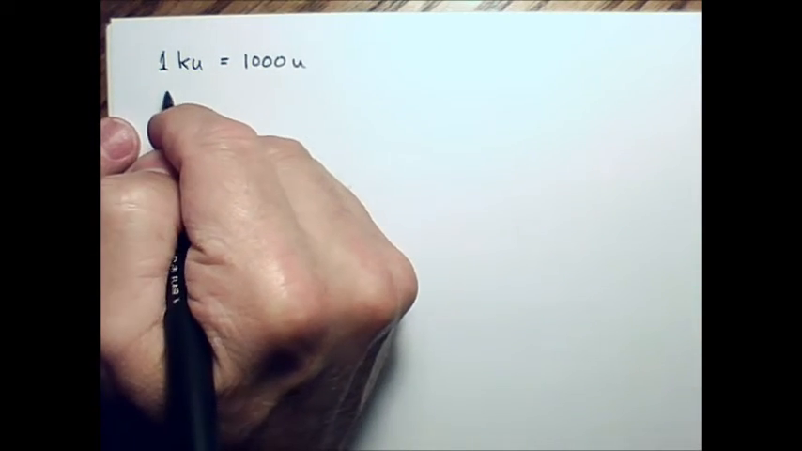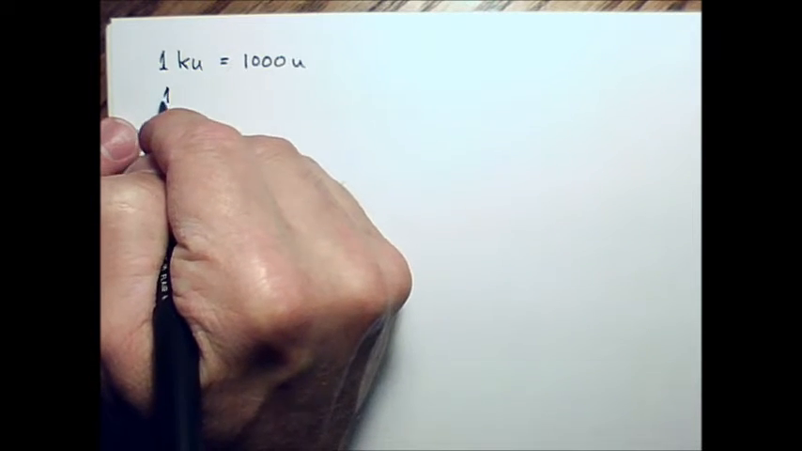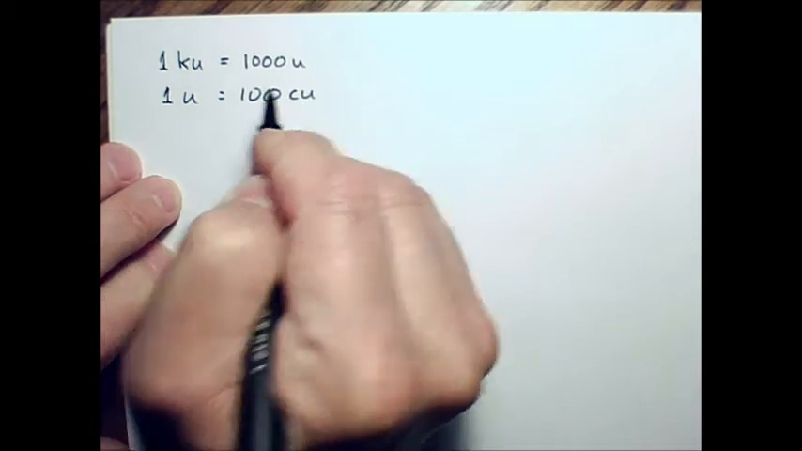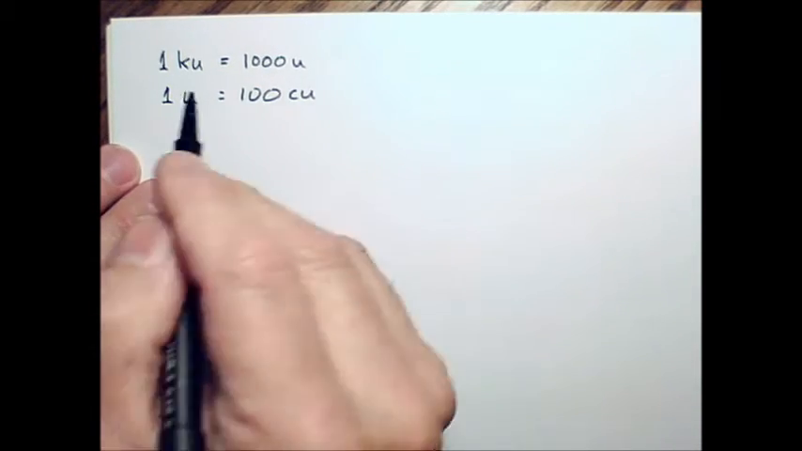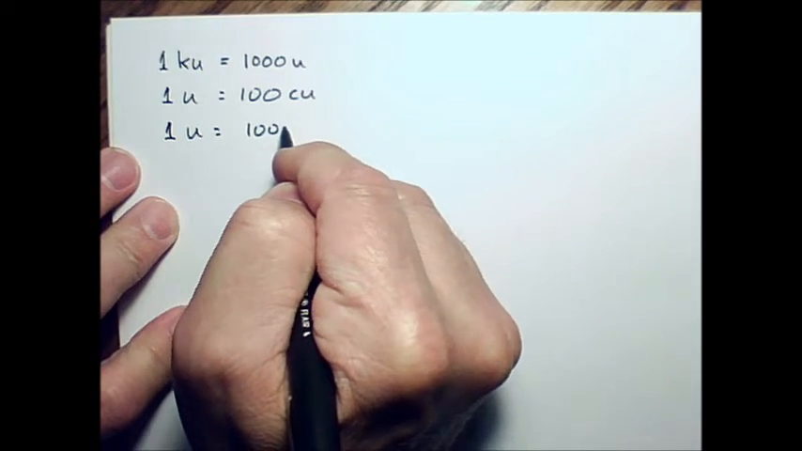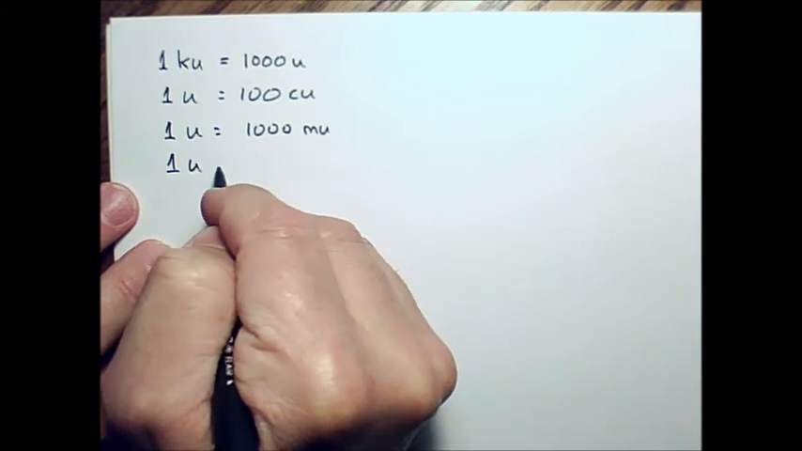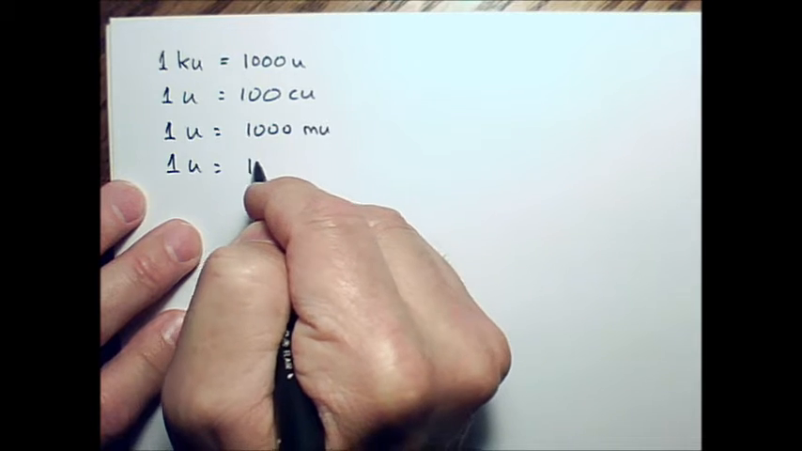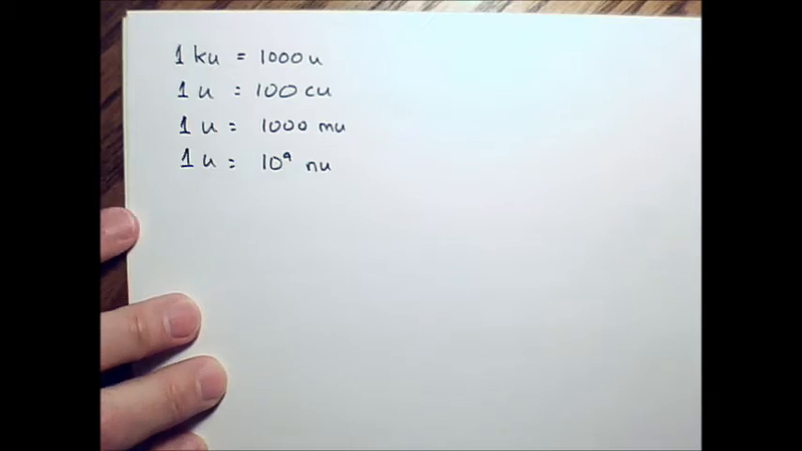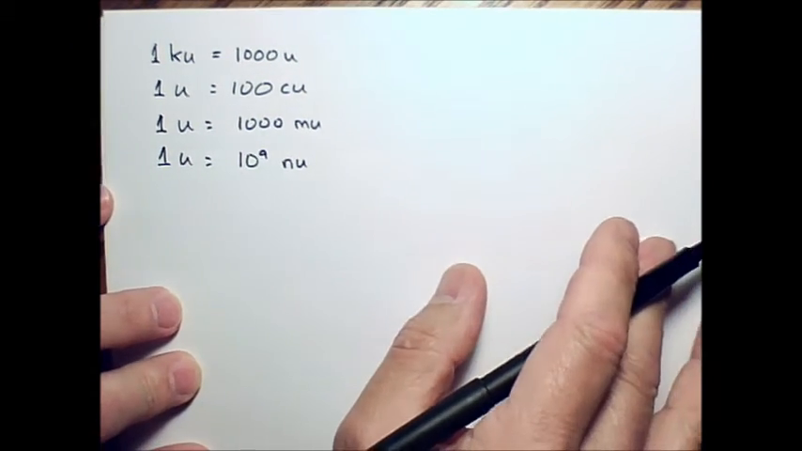You need to know from memory that in 1 base unit there are 100 centiunits. You need to know from memory that in 1 base unit there are 1,000 milliunits, and in 1 base unit there are 10 to the 9th nanounits. With these equality statements, you can figure out any of these questions that are being asked.